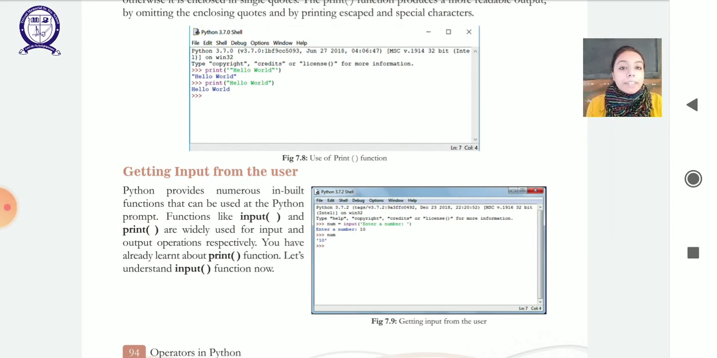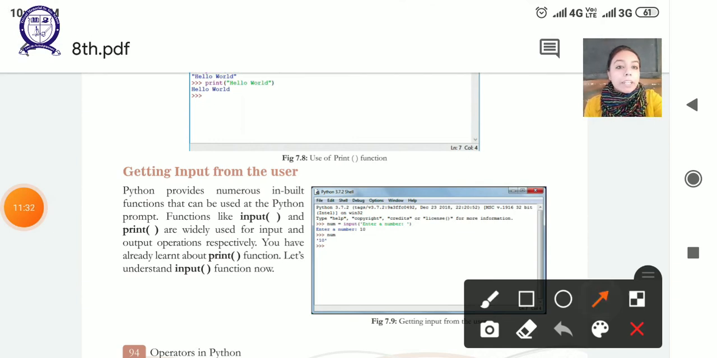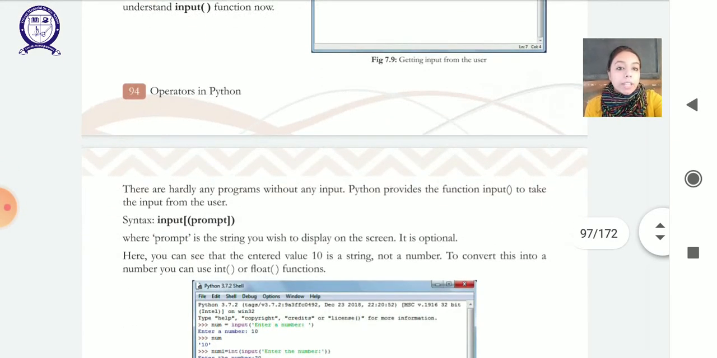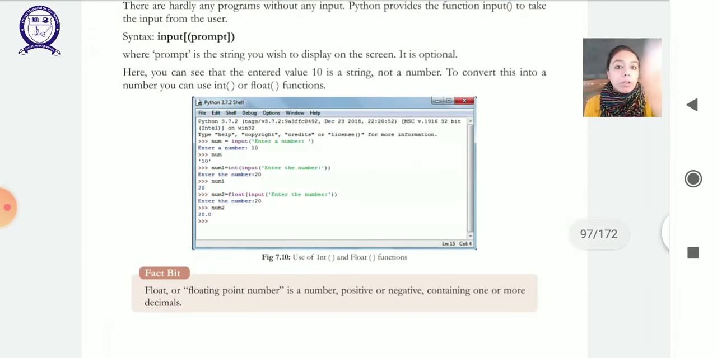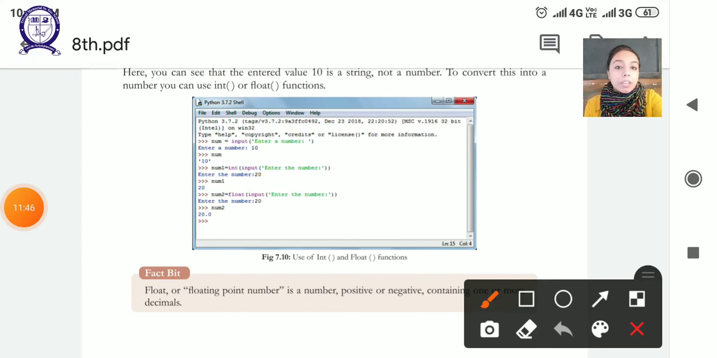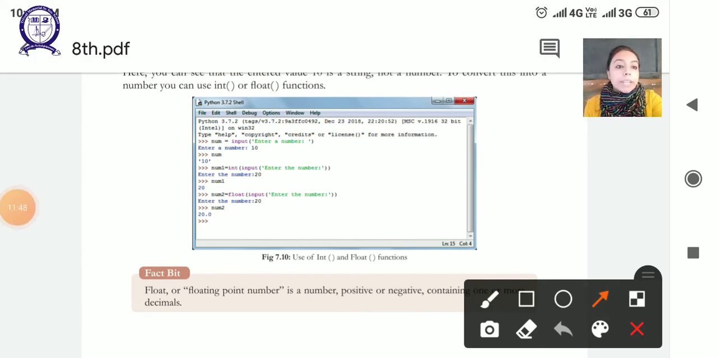Next is getting the input from the user. We have learned that if we want to display anything on the screen, we use the print statement, and if we want to take the input from the user, then we use the input statement, that is the input function. By default it has the string values, but if you want to take the integer values or the float values, in that case you have to specify that particular function.